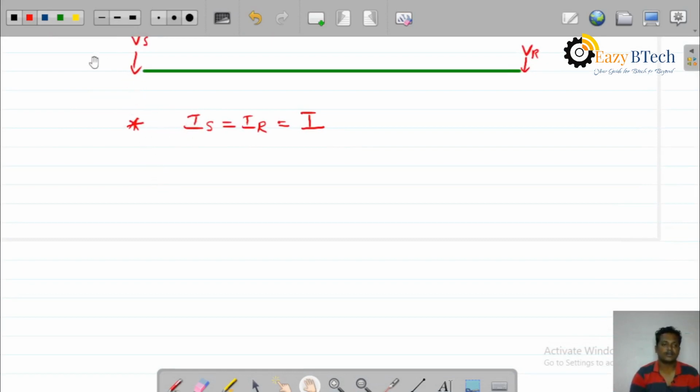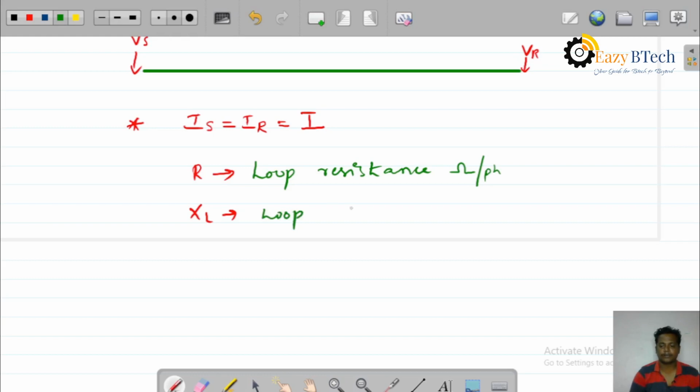Now I have represented some terms here. R is the loop resistance, meaning both the conductors. It is represented in ohm per phase, and XL is the inductive reactance, the loop reactance, which is also represented in ohm per phase.